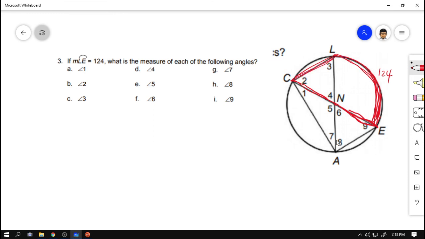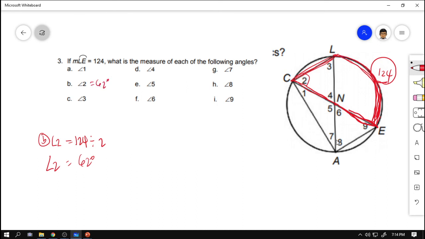Okay? Next, si LCE muna tayo. So, LCE, ilan ang sukat niya? Kung 124 yon, ilan ang sukat nito? Kasi intercepted arc niya si LE eh. So, that is 124. So, angle 2 is equal to 124 divided by 2. Bakit may 1 half? 124 divided by 2 is equal to 62. Okay? So, si angle 2 ay 62 degrees. So, ito ay 62 degrees.